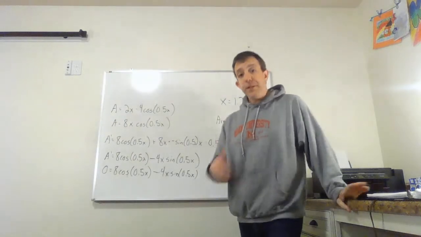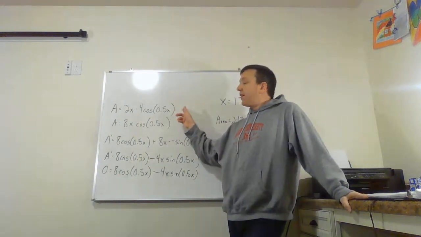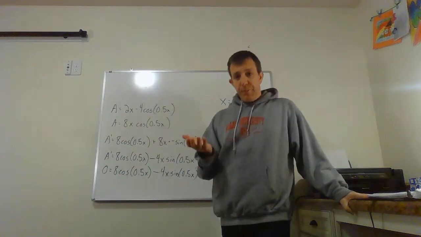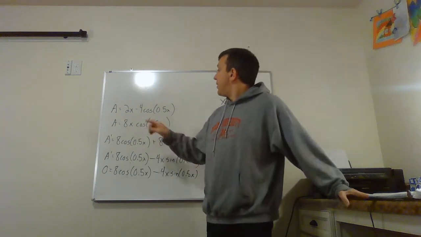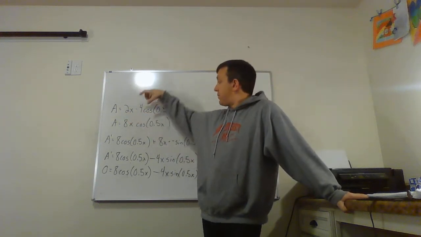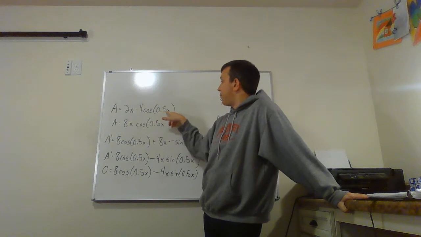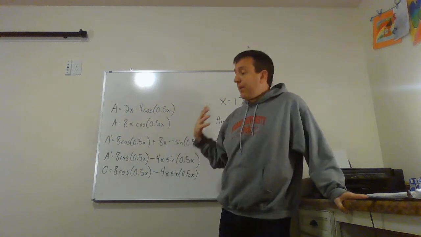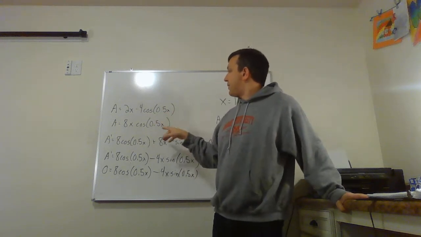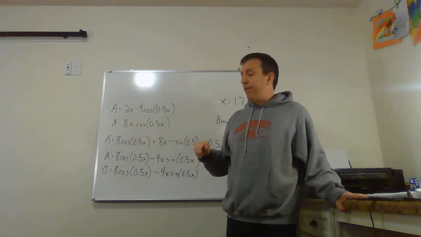All right, so let's finish up this problem. Our area formula, using the length and width that we found on the last board, is 2x, that's our length, times the width, which was 4 cosine of 0.5x. Means that our area formula, when we clean that up just a little bit, is 8x cosine of 0.5x.